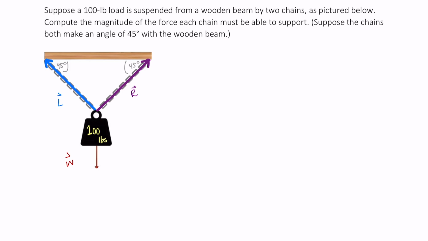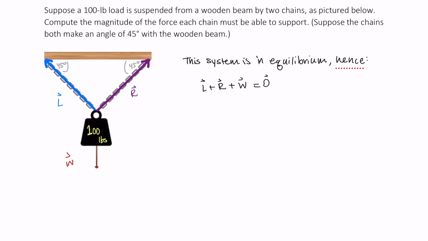Now, let's take into account the fact that this system is in equilibrium. That means that this load is stationary. The chains are stationary. Well, what that tells me is that L plus R plus W equals the 0 vector. Alternatively, we can write this as L plus R equals negative W. This is going to help us find the magnitude of each chain.